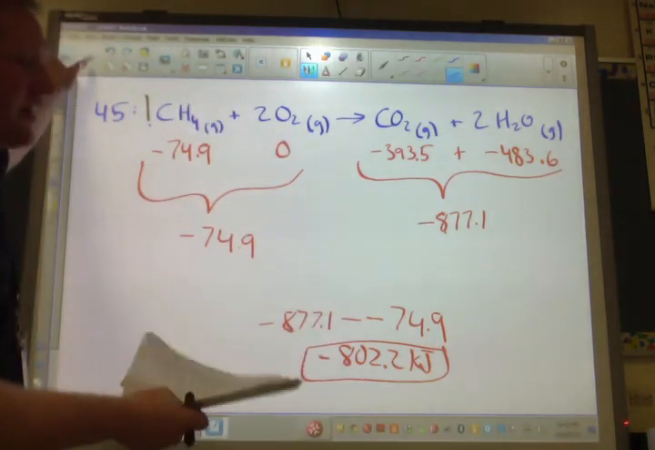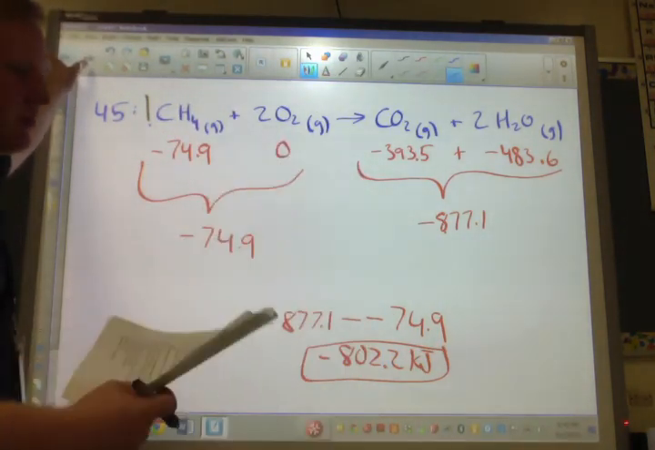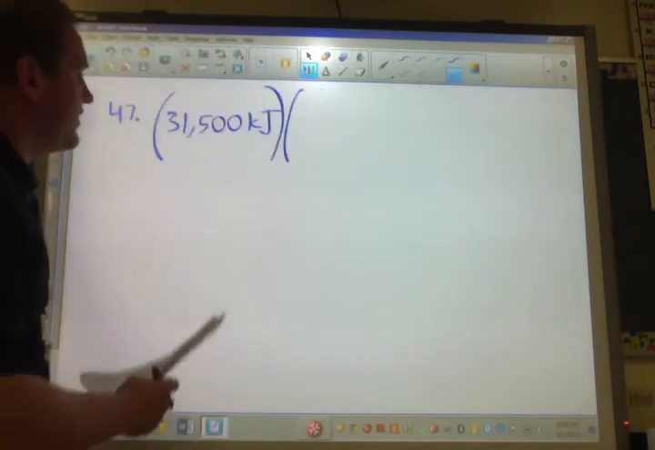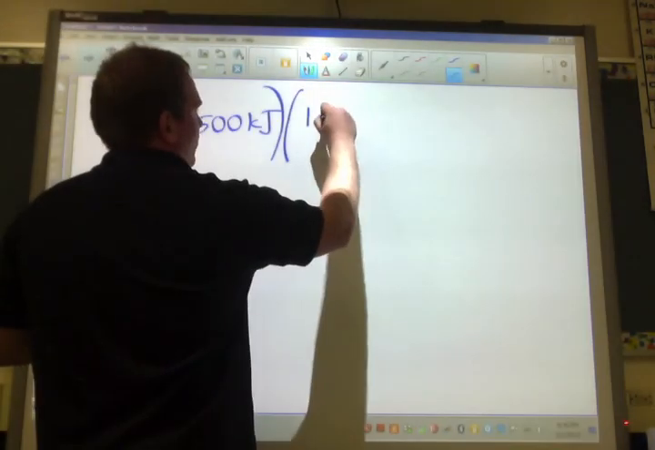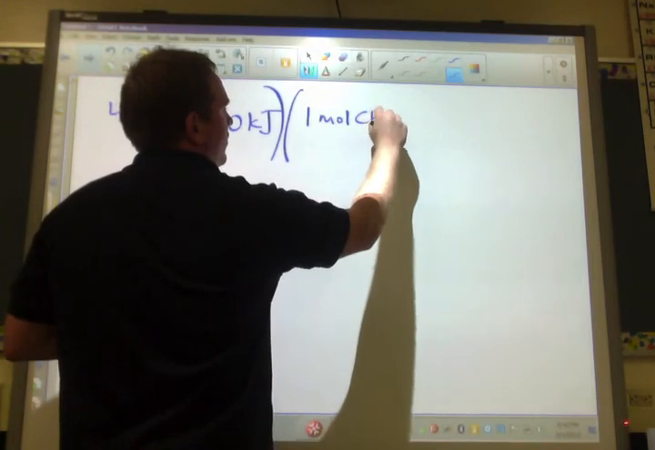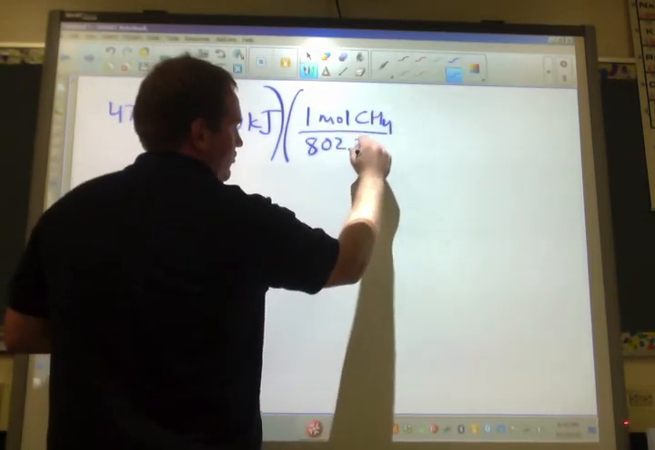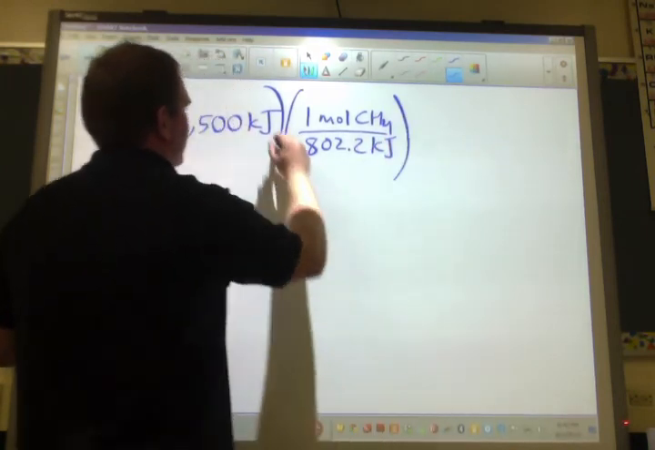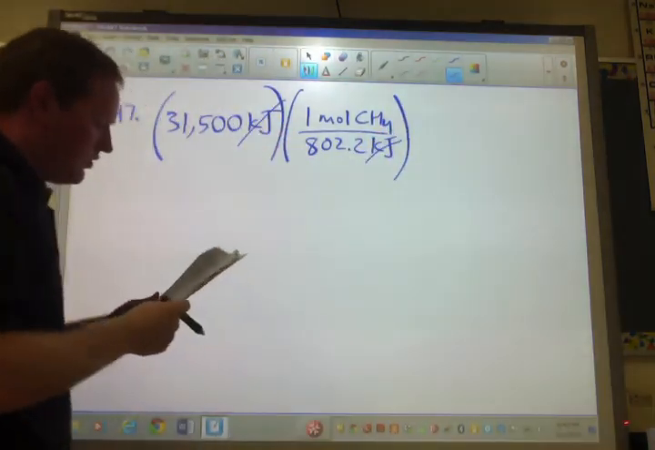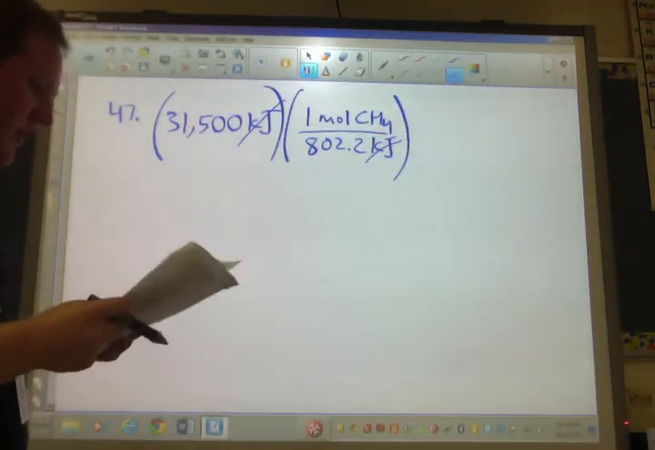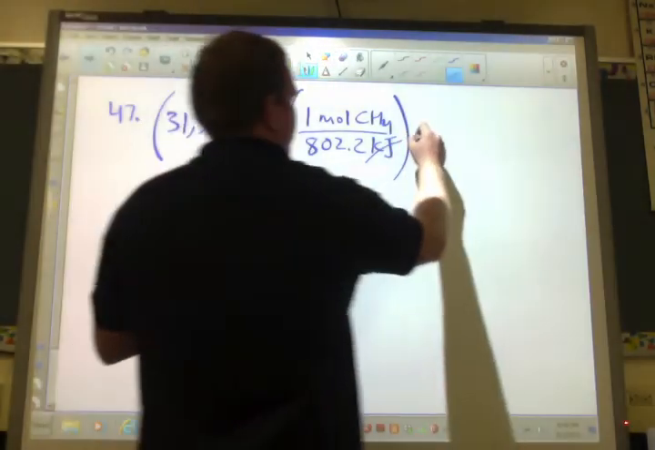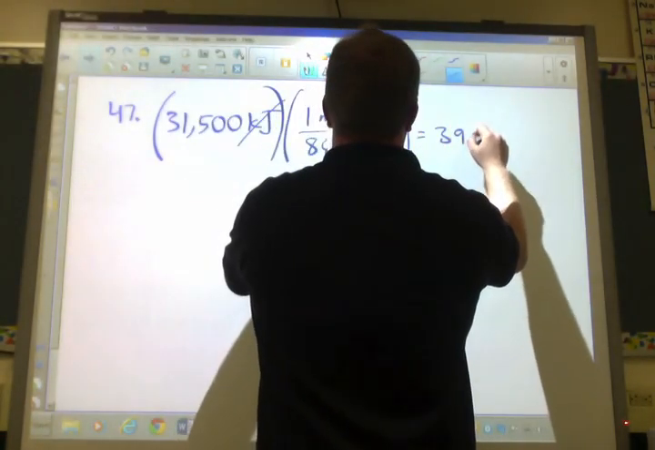So you could make it negative, you'd end up with negative moles, just flip that around. But what I'm really looking to say is 1 mole of CH4 releases this many kilojoules. So I'm going to make that positive. Kilojoule cancels kilojoule, and the answer we get is 39.3 moles of CO2.